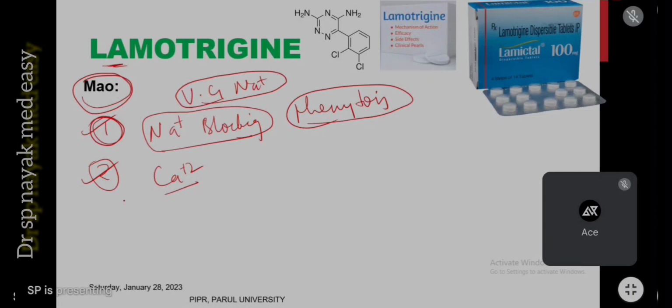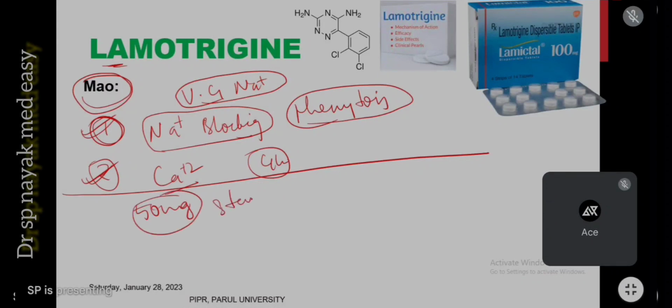Now these two are the important mechanisms. Along with this, it also decreases glutamate activity. It decreases glutamate activity only indirectly, through sodium and calcium. So I think you understood the mechanism. Now I would like to add some important points for Lamotrigine. Remember, if we want to start Lamotrigine therapy, we start with a 50 mg start dose, and after that we can go with 25 mg tablets daily, once daily.